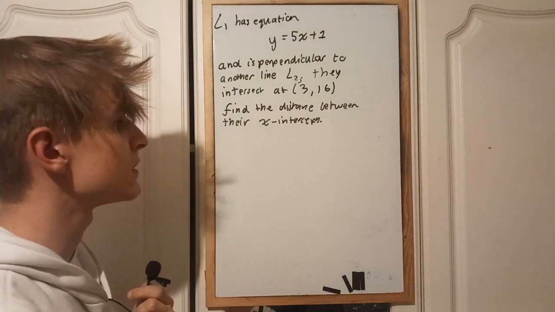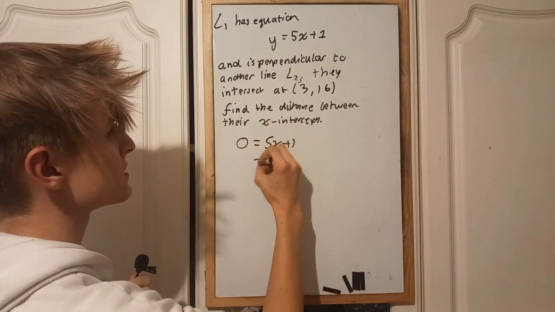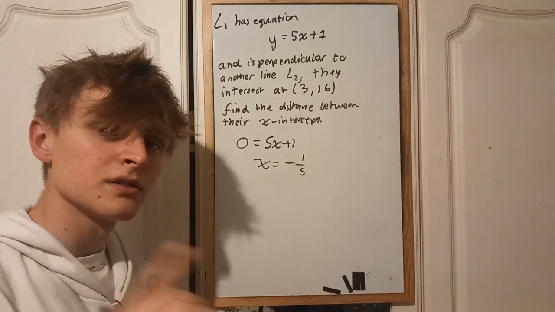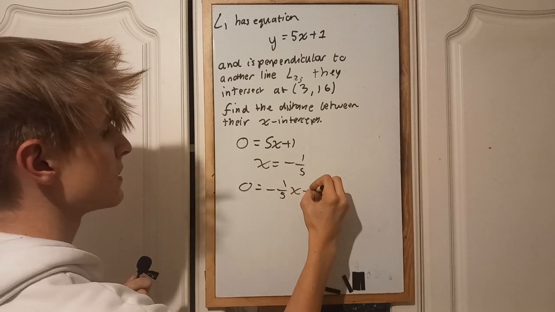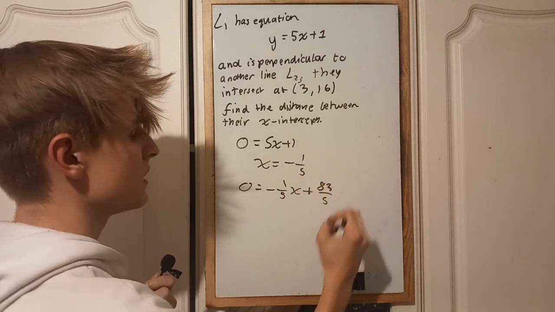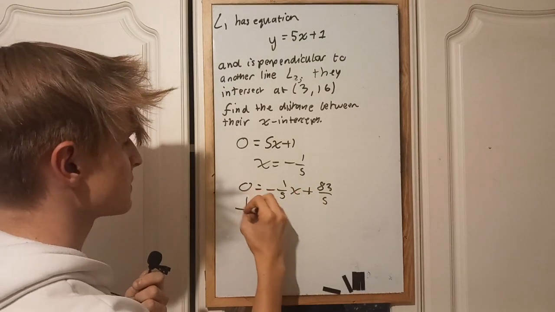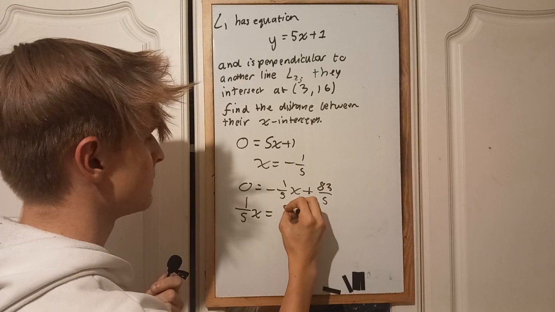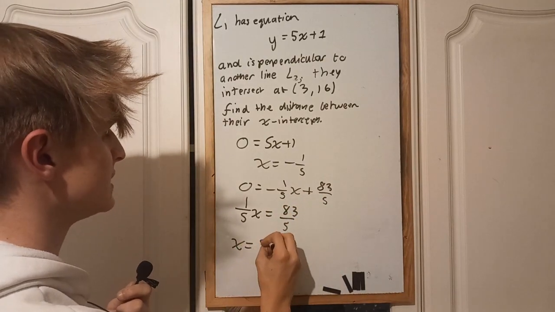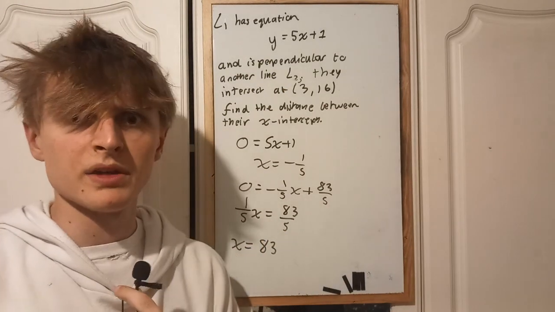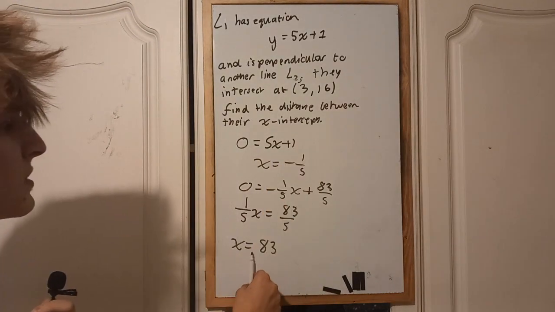Doing that for line L1 first, we get 0 must equal 5 times x plus 1, or in other words, x equals negative 1/5. Doing that for line 2, that's 0 equals negative 1 over 5 x plus 83 over 5. So we add 1 over 5 x on both sides, and then we multiply by 5, and then we get that x equals 83. Golly gosh, that is a big and random number. Amazing, right? And now all we need to do is find the distance between these 2 points.